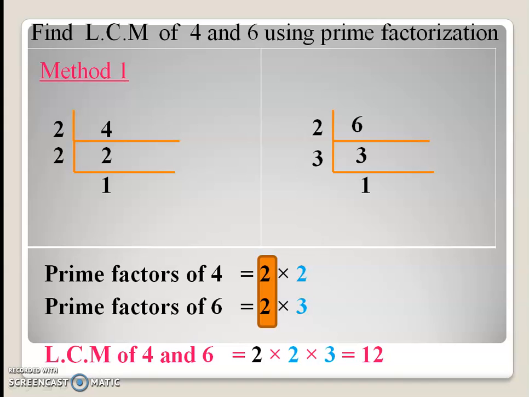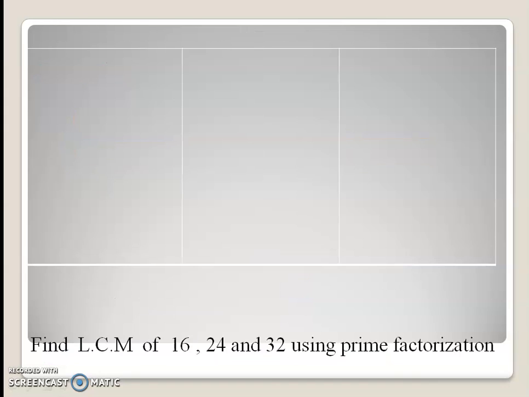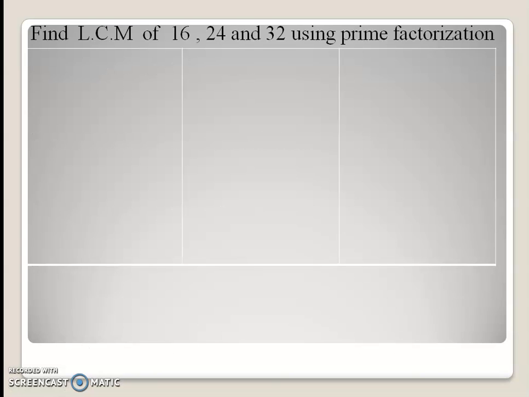Now let's move on with the next example. Find LCM of 16, 24 and 32 using prime factorization. We are again going to use method 1. That means we are going to factorize all these three numbers separately.